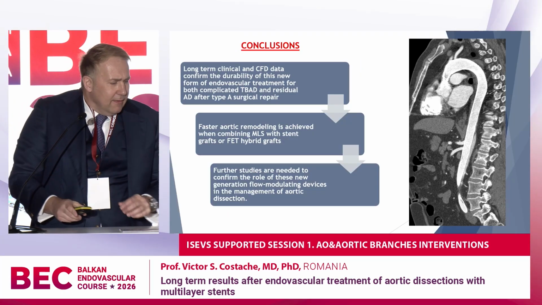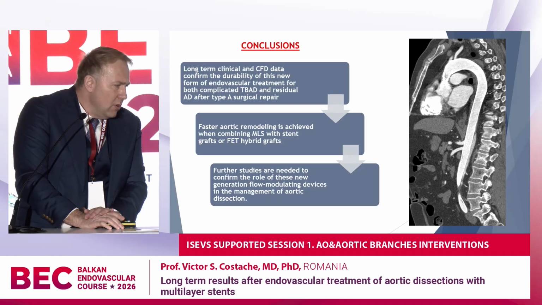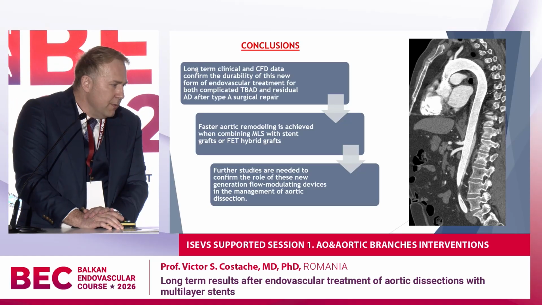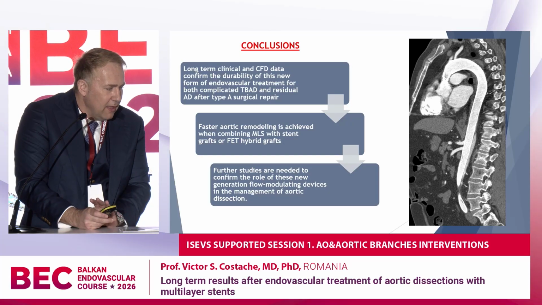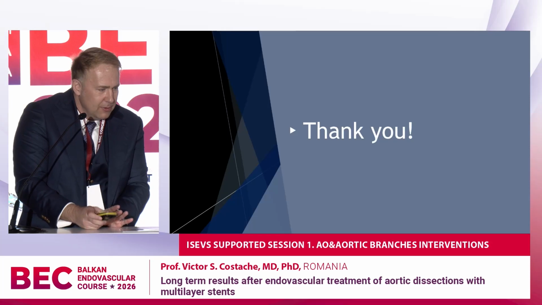So, ladies and gentlemen, these are our conclusions. Long-term clinical and CFD data confirms the durability of this new form of endovascular treatment for both complicated type B aortic dissection and residual aortic dissection after type A surgical repair. Faster aortic remodeling is achieved when combining multilayer stent grafts with stent grafts and frozen elephant trunk hybrid grafts. Of course, further studies are needed to confirm the role of these new generation flow modulating devices in the management of aortic dissection. Thank you very much.